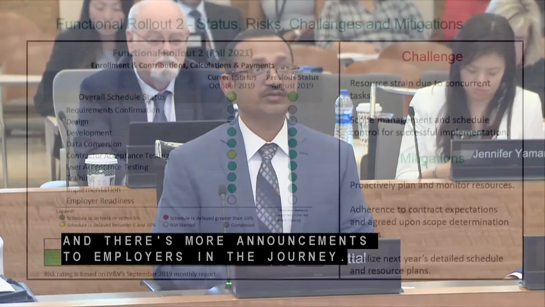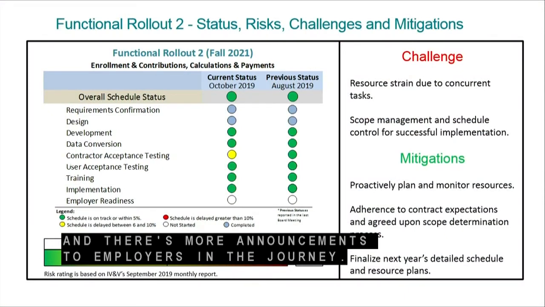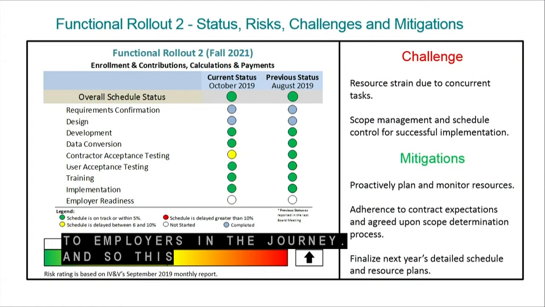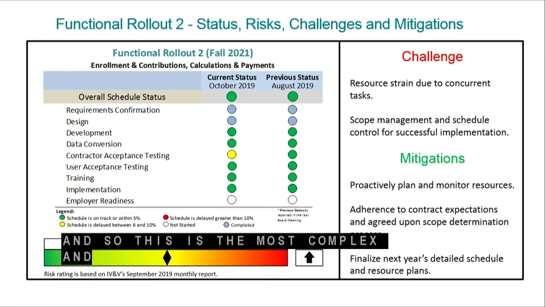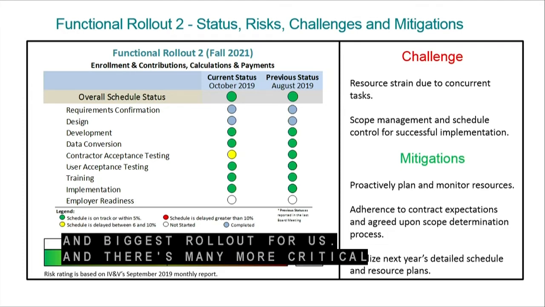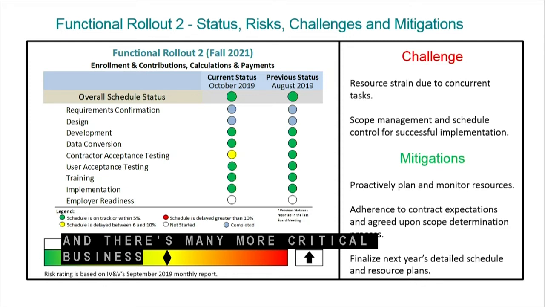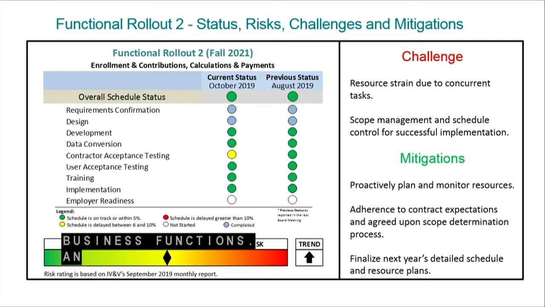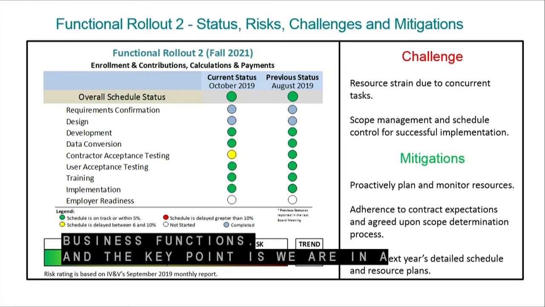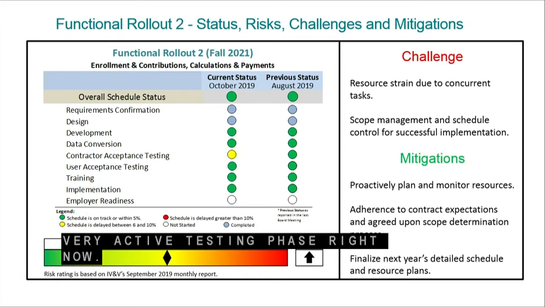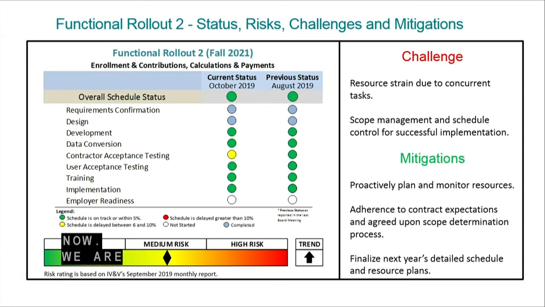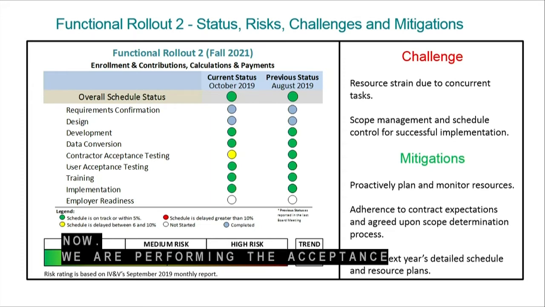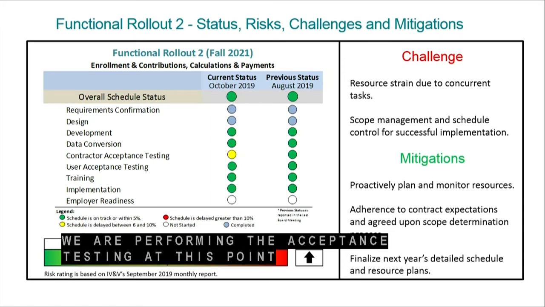Now, coming back to function rollout 2, this is the most complex and the biggest rollout for us. As you can imagine, it includes the benefit calculation, payments, refunds, and many more complex, critical business functions for the organization. For this function rollout, the key point is that we are in a very active testing phase right now. We are performing the contractor acceptance testing at this point of time, and there are many types of testing we have performed and we are going to perform over the next couple of months.